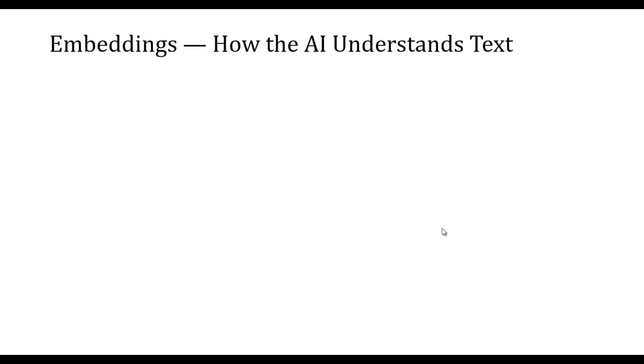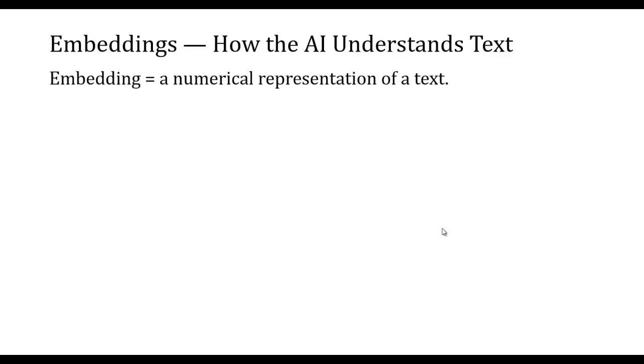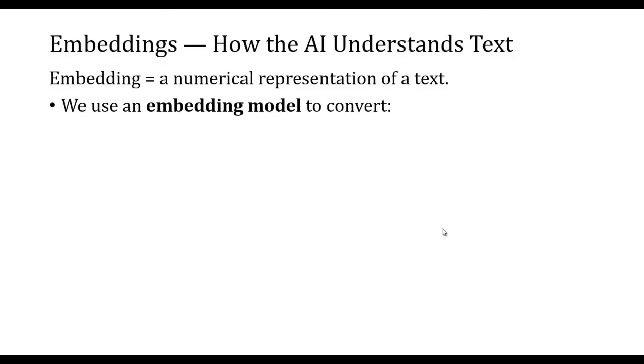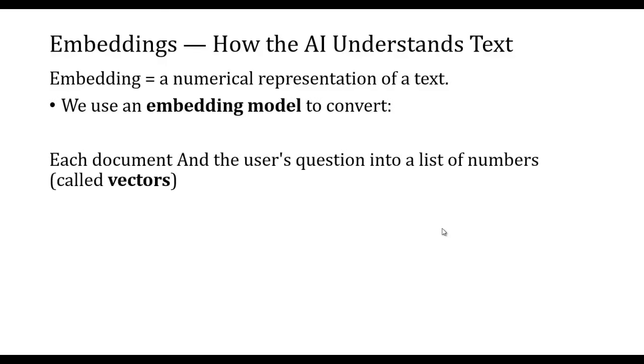Now, before we move forward, let's discuss embeddings, how the AI understands text. Embedding is a numerical representation of a text. Please remember this. Embedding is a numerical representation of a text. We use an embedding model to convert each document and user's questions into a list of numbers called vectors. Don't you worry, we will discuss this practically and you will understand at the end what embedding models are.